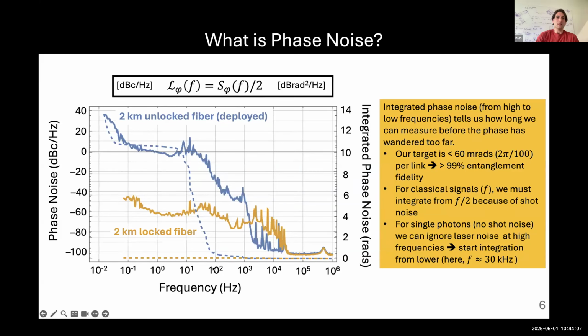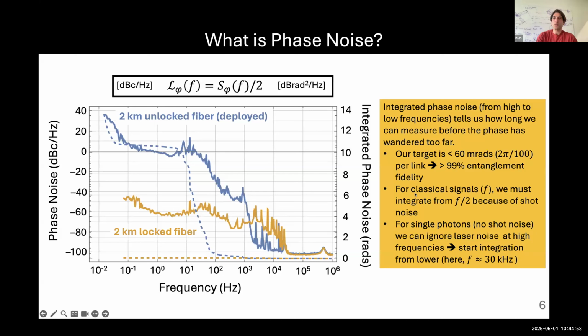And you can see it's massive for the unlocked fiber, and not even visible on this plot for the locked fiber. We're targeting something like 60 milliradians of integrated phase noise. You can see that for the unlocked fiber, the integrated phase noise goes very quickly up to tens of radians. So you can't use an unlocked fiber. You must lock it somehow. And 60 milliradians is roughly lambda over 100, and it's going to lead to greater than 99% entanglement fidelity. That's kind of the goal.